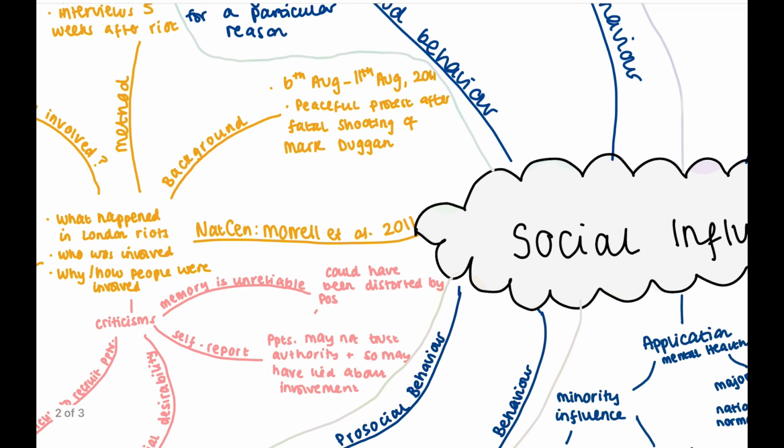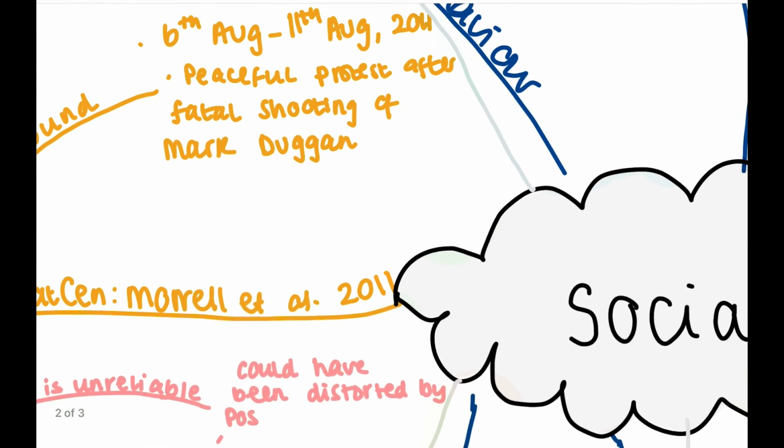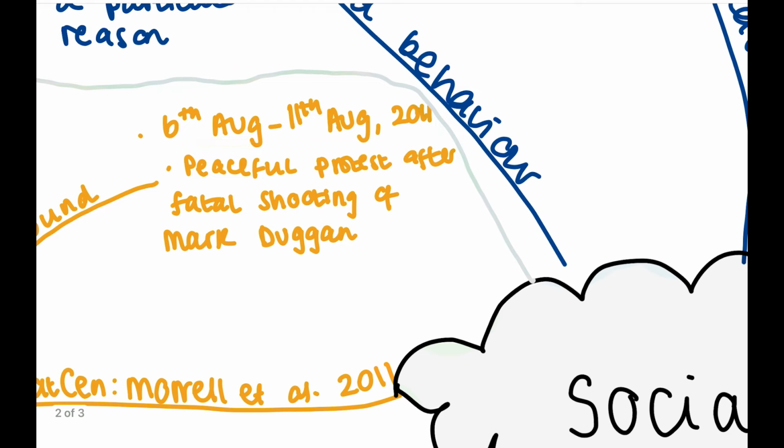So the background of the NatCen study. This is all based on the Tottenham riots in 2011. Between the 6th of August and the 11th of August 2011, there were protests going on about the fatal shooting of a man called Mark Duggan.